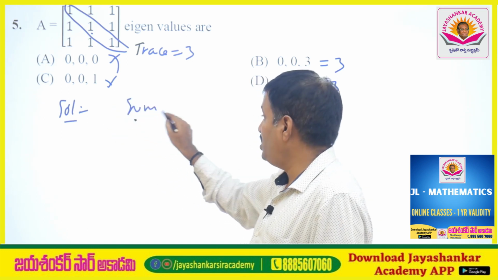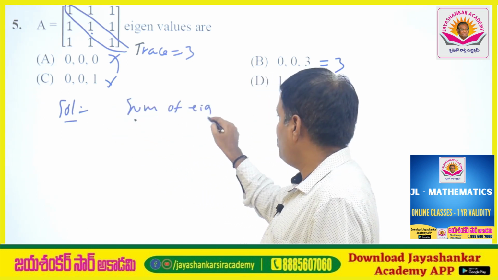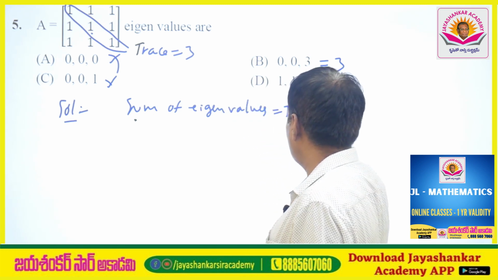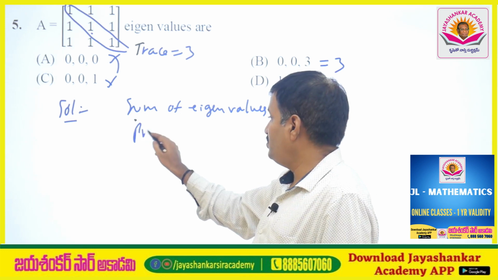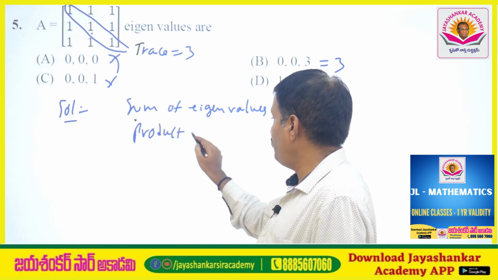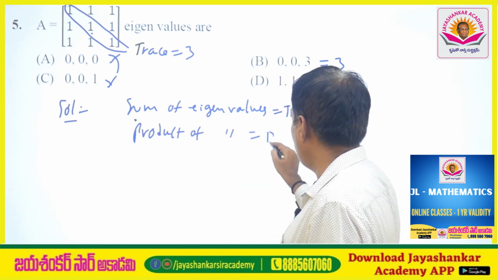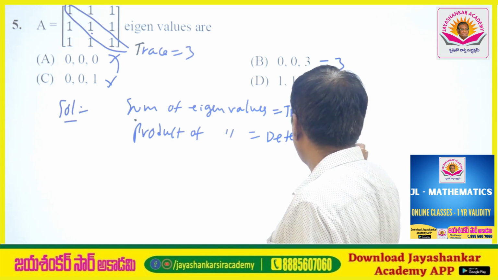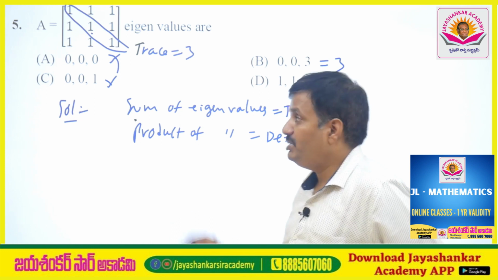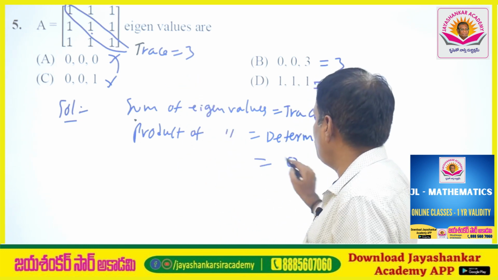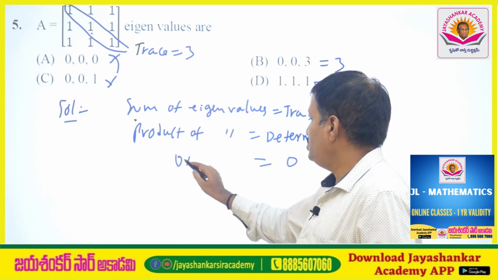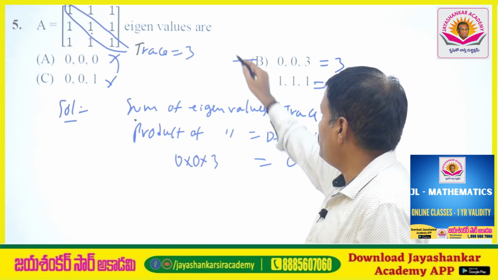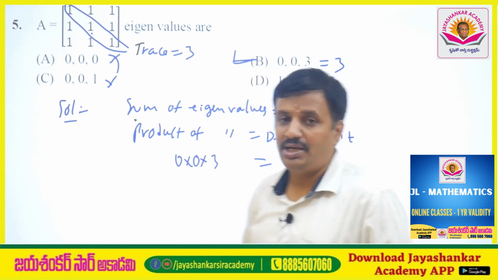Sum of eigenvalues is equal to trace. Product of eigenvalues is equal to determinant. So what is the determinant of this matrix? Determinant is equal to 0. Which product of the eigenvalues? 0 into 0 into 3. Option B is the correct answer. What is our correct answer? Option B is correct here.